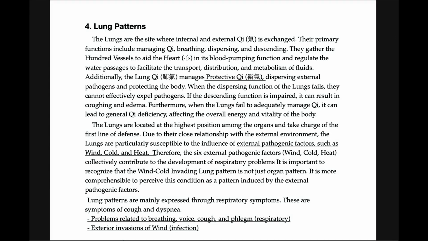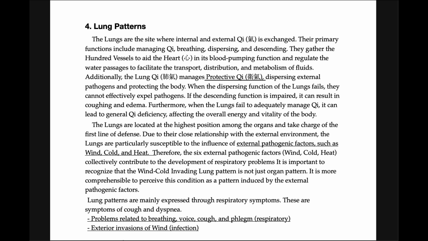Lung patterns. The lungs are the site where internal and external qi is exchanged. Their primary functions include managing qi, breathing, dispersing, and descending. They gather the 100 vessels to aid the heart, shin, in its blood-pumping function and regulate the water passages to facilitate the transport, distribution, and metabolism of fluids.